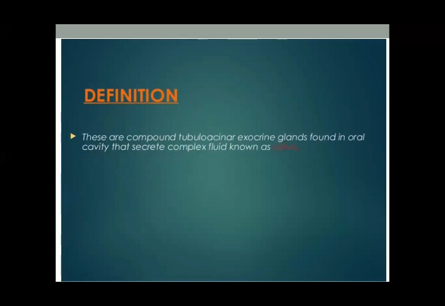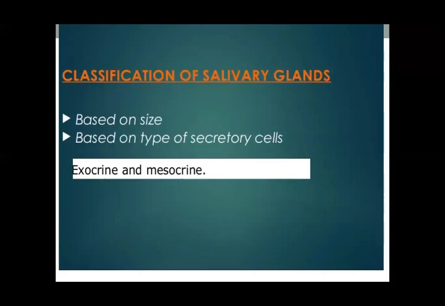Definition: what is the salivary gland? These are compound tubular exocrine glands found in the oral cavity that secrete a complex fluid known as saliva. Classification of salivary glands: based on size, based on type of secretory cells, exocrine and merocrine glands.